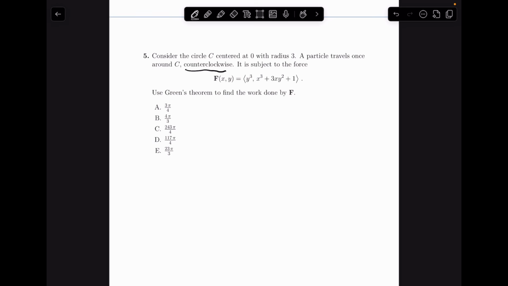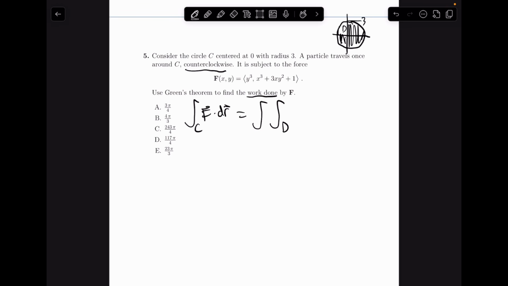Okay. So we know work done is kind of synonymous to integral of a curve, or I guess circle in this case, C of f dot dr. And we know from Green's theorem that that is equal to some double integral of a region D. And if we sketch out our region, not the worst region in this case, it's just a circle of radius 3 here. So this right here is going to be our region D.